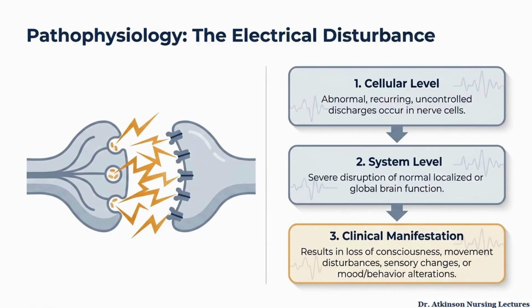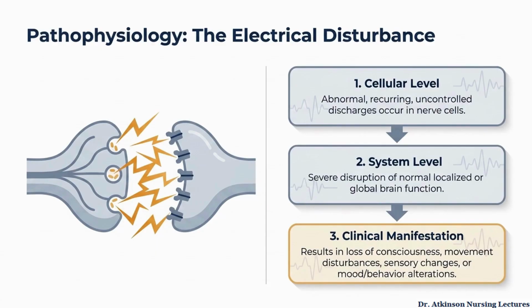So here's the actual pathophysiology behind seizures. At the cellular level, nerve cells begin firing abnormally and uncontrollably. Instead of organized electrical communication, the neurons basically start overreacting and discharging repeatedly. As that electrical activity spreads, it disrupts normal brain function, either in one localized area or throughout both hemispheres of the brain. And then clinically, that's when we see the manifestations of a seizure.